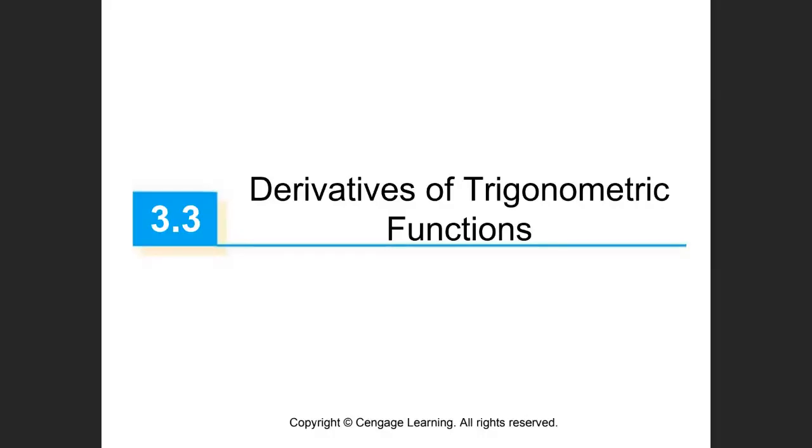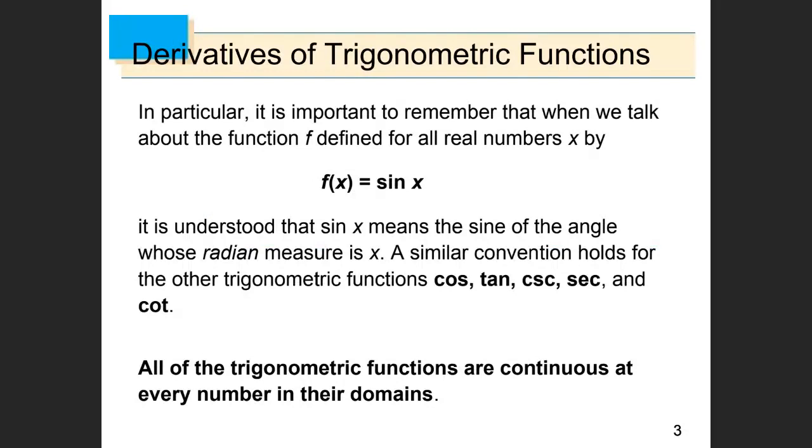All right, 3.3, we're looking at derivatives of trigonometric functions. Okay, so let's look at the first case. We look at an example, f of x equals sine x. So we say f is defined for all real numbers x, all right? And what does that mean?